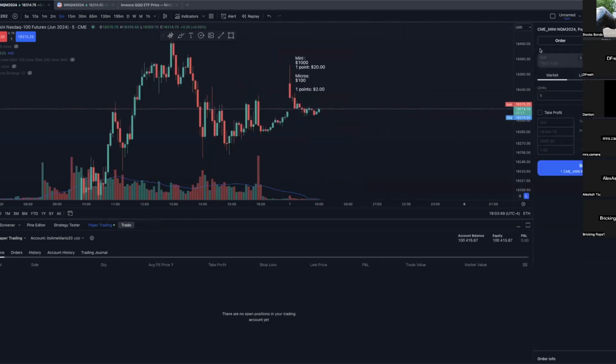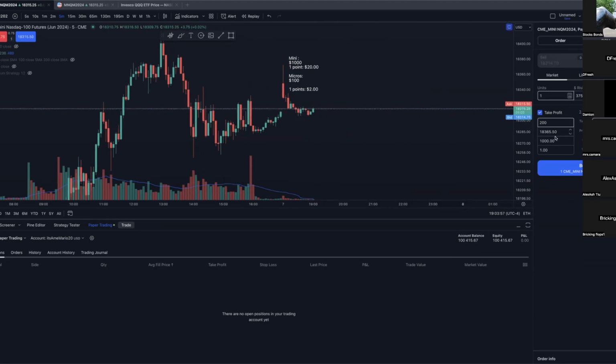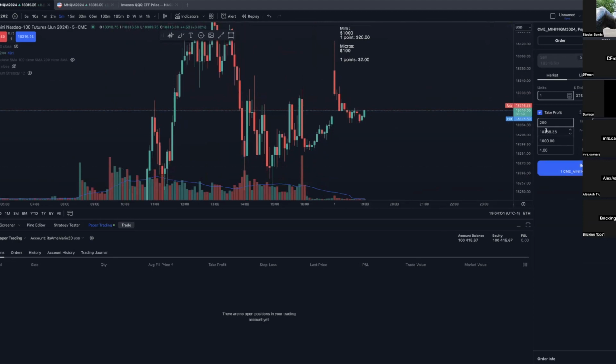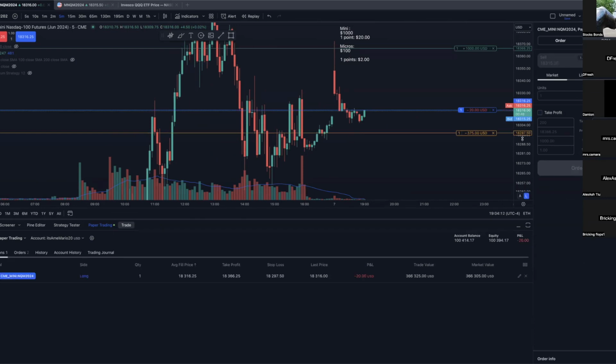And you should find something called trade. Click on trade. Right now, you can either set a stop loss or take profit before entering the trade, or you can set it after entering the trade as well. But I would highly recommend setting it before entering. Right now, I set my take profit at 18,366.50. I set my stop loss at 18,297.50. Let me just click on buy right here.